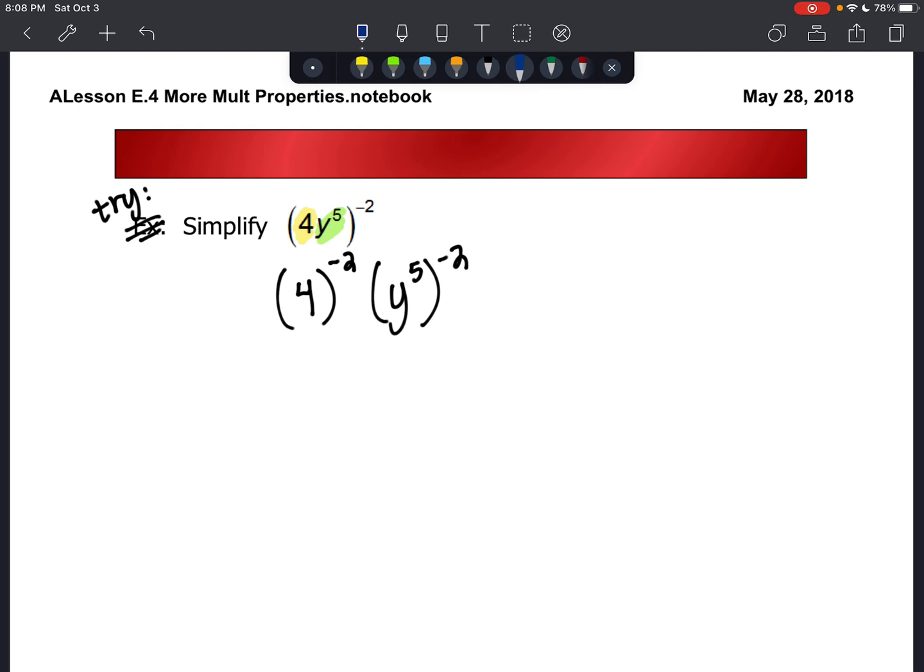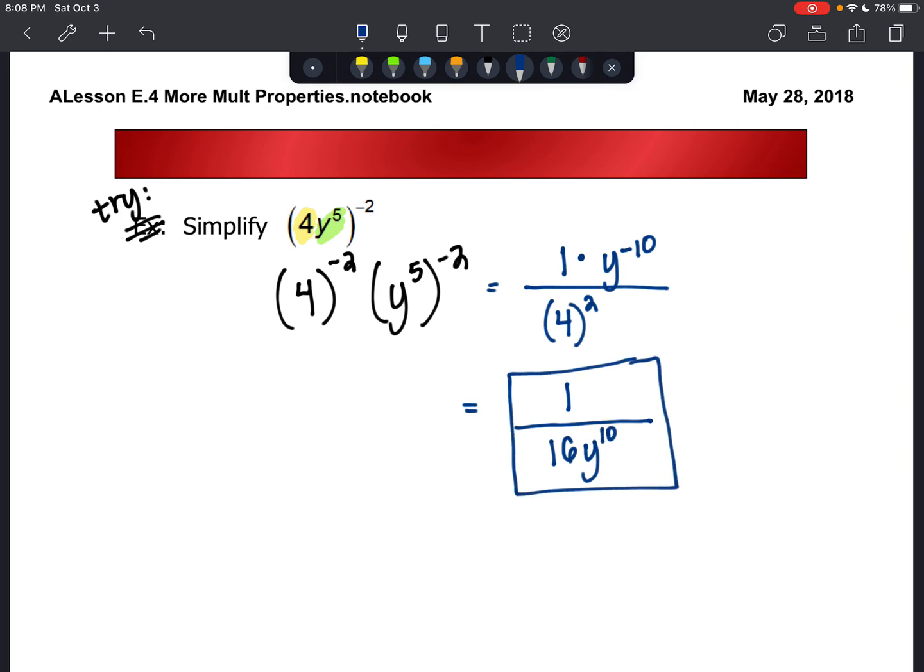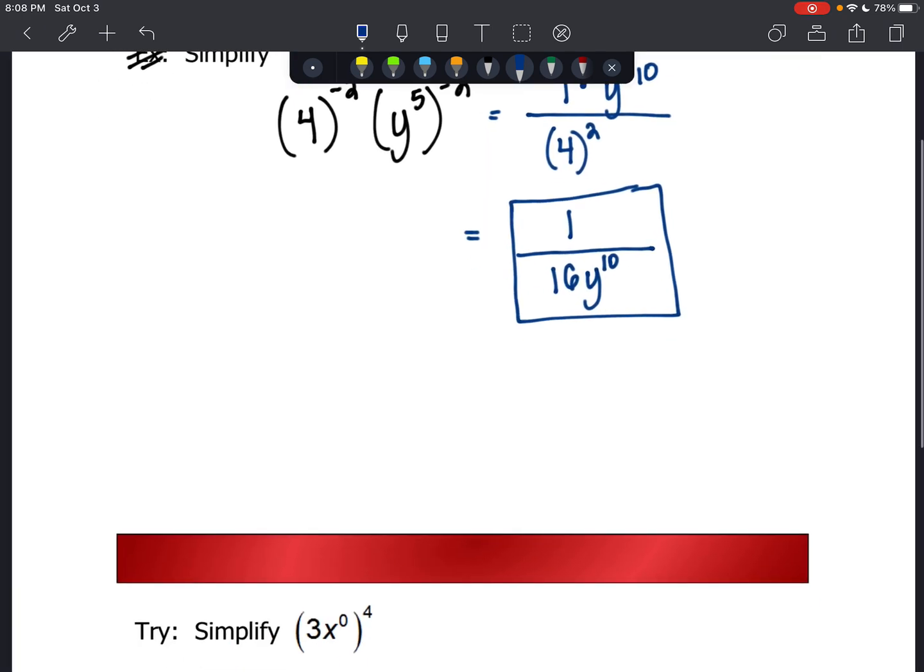And 4 to the negative 2, that needs to be simplified. So 4 to the negative 2 is going to go down to the denominator and become 4 to the positive 2, leaving me with a 1 in the numerator. And then y to the 5th to the negative 2 is y to the negative 10th. The fraction is going to stay. 1 stays in the numerator, but y to the negative 10th needs to go down to the bottom with that 16, because 4 squared is 16. So we have 1 over 16y to the 10th power.